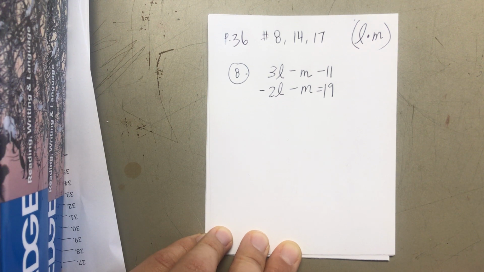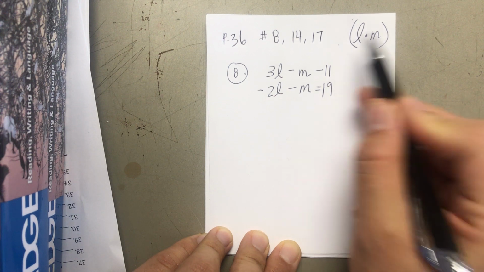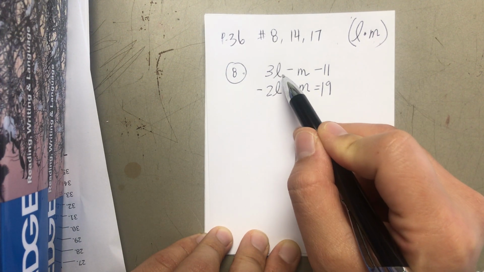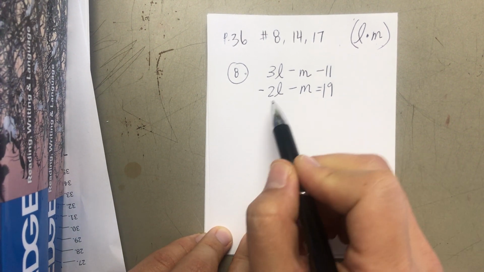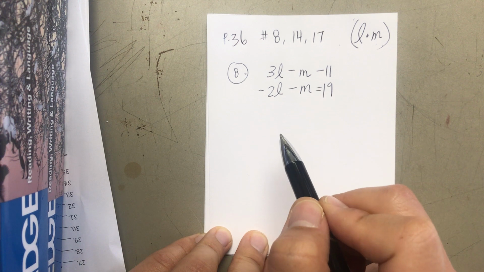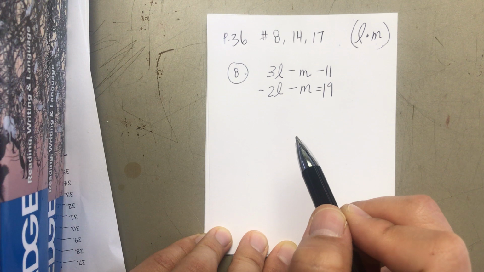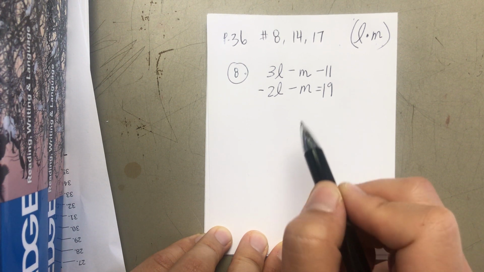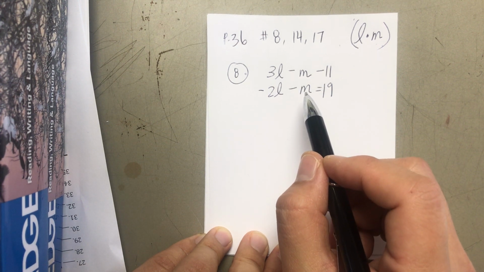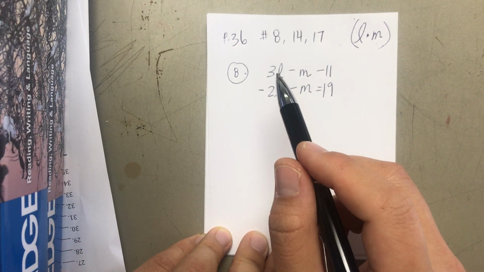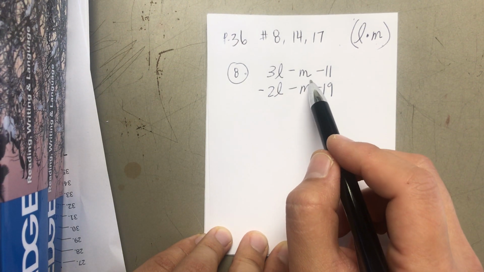So what we're going to have to do first is solve for something like an L or an M, and then plug it back in to figure out what the other number is. Here we could start by canceling out one of the M's. Then we could solve for the L. Once we get the L, you could plug it right back in. And what you'll get here is 3L minus M equals negative 11.